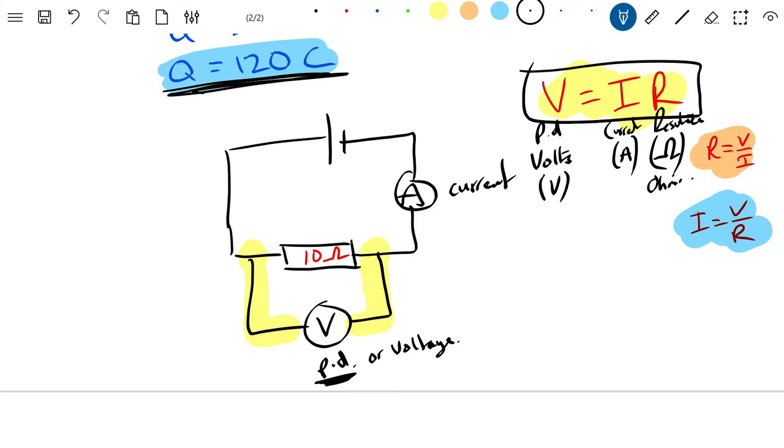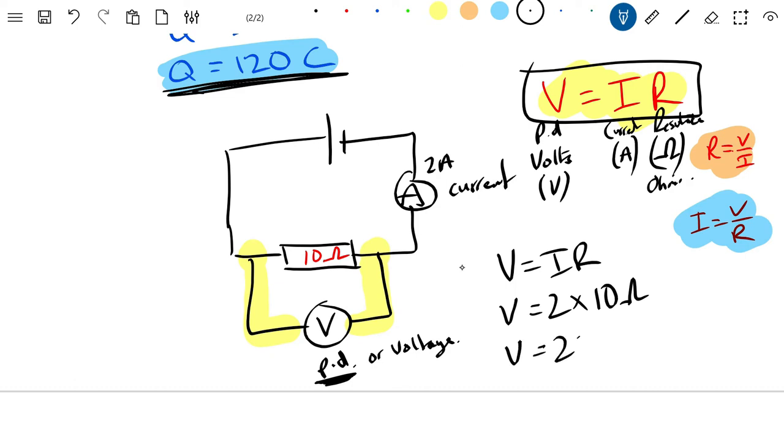Now let's have a look at this circuit. Let's imagine we've got 2 amps going through this circuit. Let's work out the potential difference we can push along with as we go through here. So first of all, we're working out the potential difference, so we need the equation V equals IR. So let's put the numbers in. First of all, 2 amps times by 10 ohms, which we're measuring in this case, so the potential difference is 20 volts. So this reading there will be 20 volts.